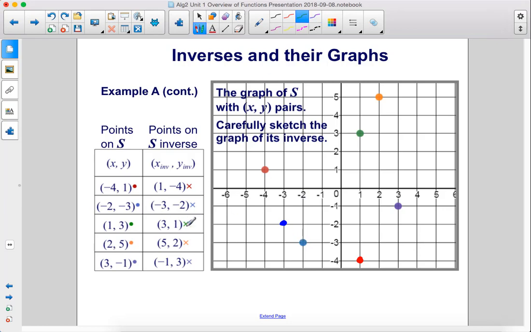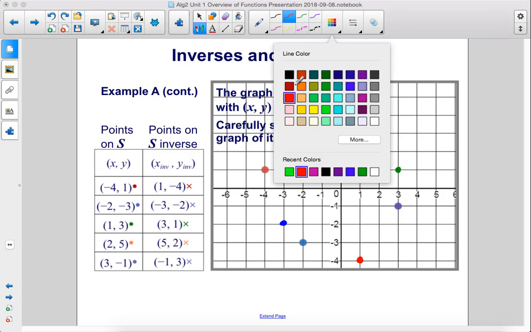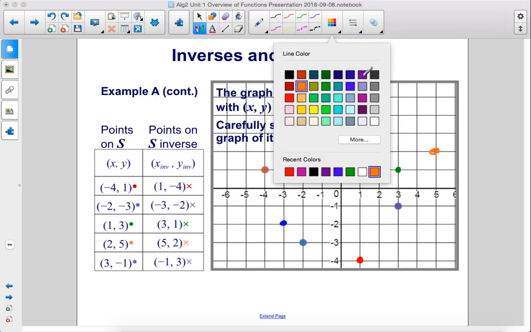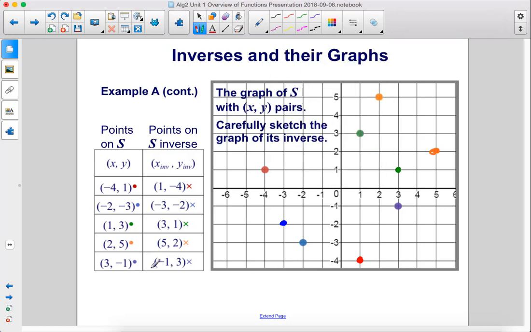(3, 1) in green there. Alright, in orange, (5, 2). And in that color, what is that? We'll call it purple, I don't know. (-1, 3). So there it is.